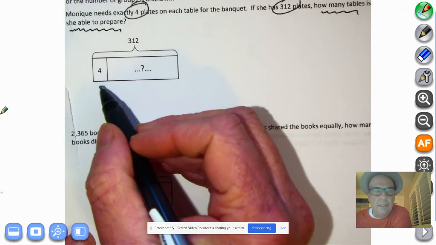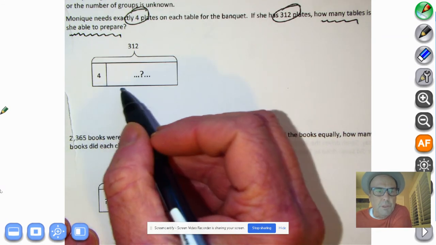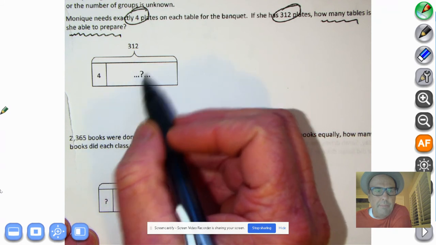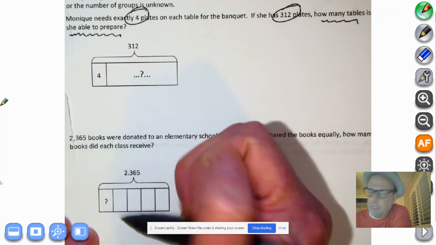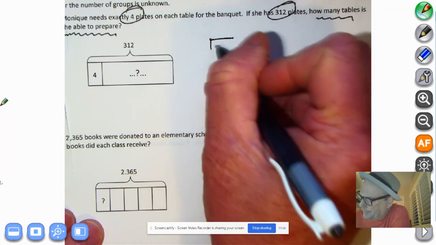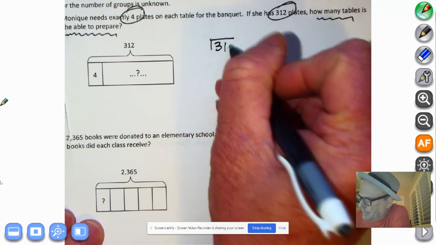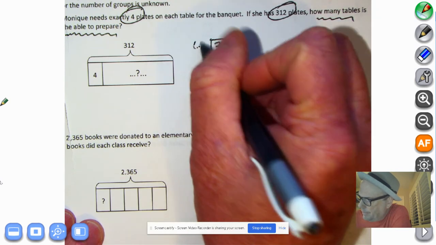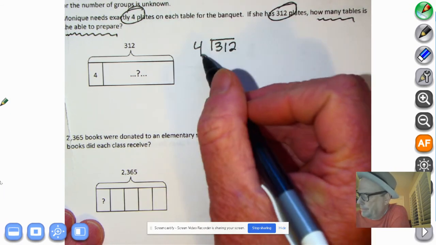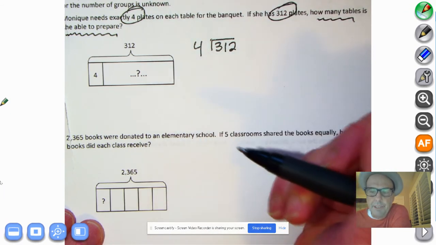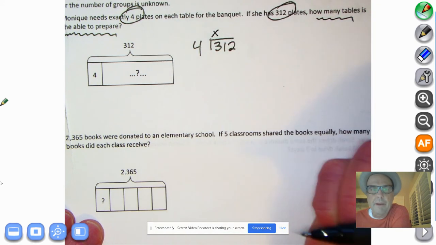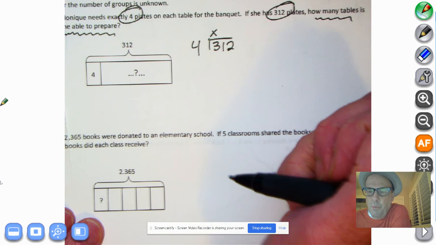So as we can see here, we don't know the number of groups. We have a 4 from the 312. What we don't know is how many tables. We're putting 4 plates on each table, so we've got to do a little division. We're going to take the 312 and divide it by 4. Let's get started. Remember, taking that 300, we can't divide it by the 4. There's going to be a remainder. So we put the old x over there. And now we have to divide 31 by 4.